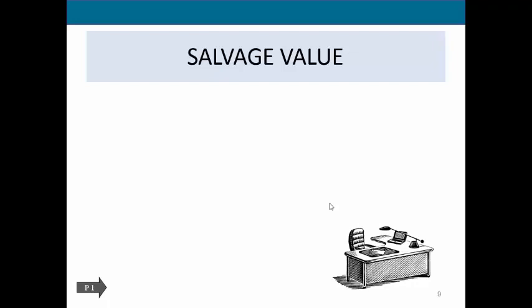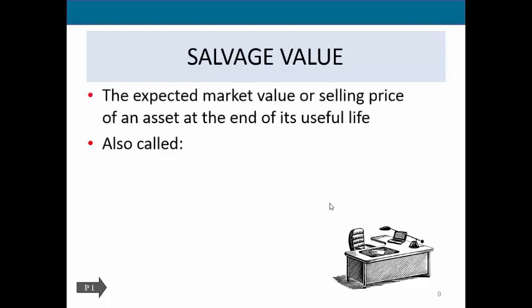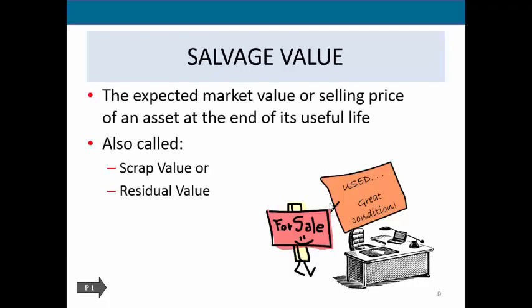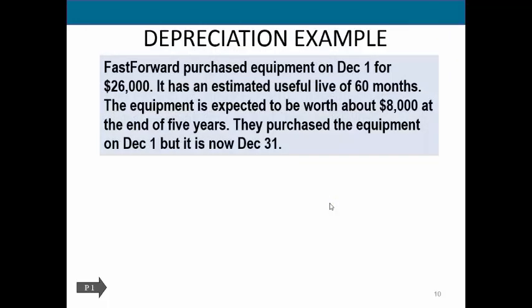You can see here we just have some definitions of useful life and salvage value. Now let's work through an example. We have a company who purchases some type of equipment on December 1st for $26,000. We have an estimated useful life of 60 months, and we have a salvage value of $8,000. So first let's go ahead and calculate our straight line depreciation.